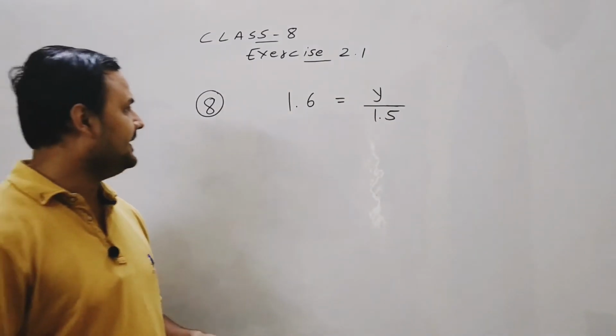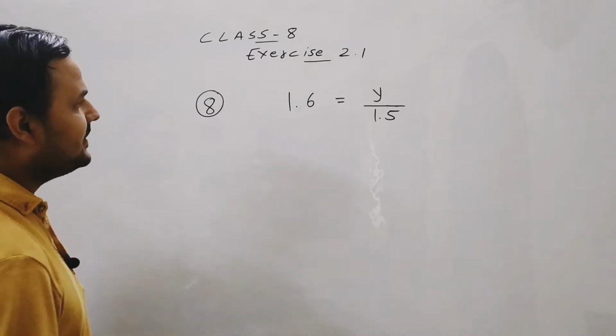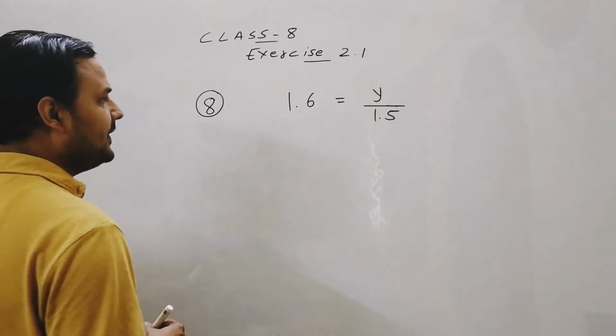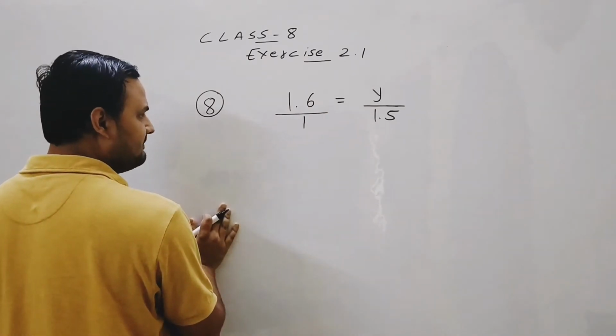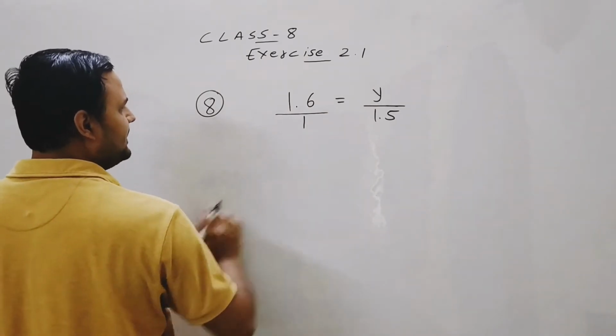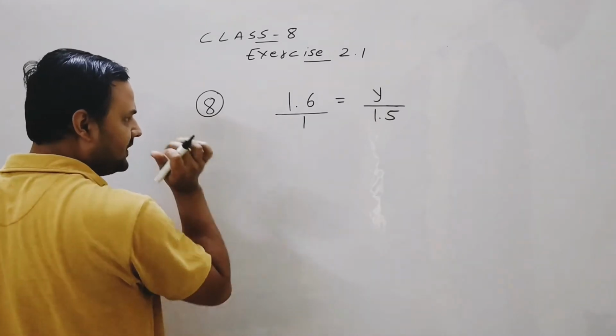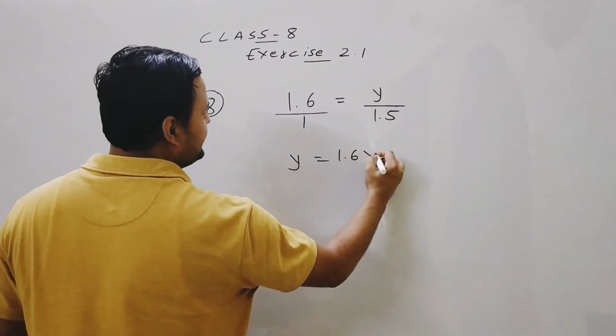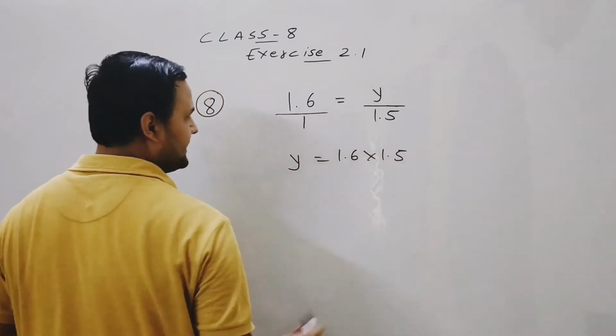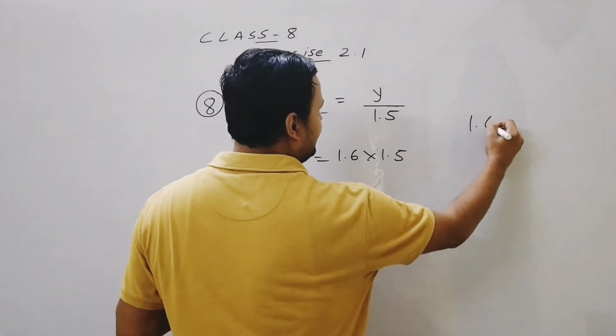Question number 8. 1.6 equals y by 1.5. Again, nothing means 1; if you want to write it as 1, you can write it or leave it. Now y into 1. Y into 1 is equal to y. 1.6 into 1.5. So we'll do the multiplication.